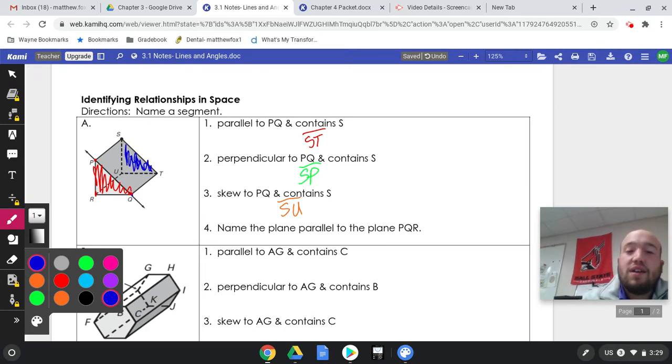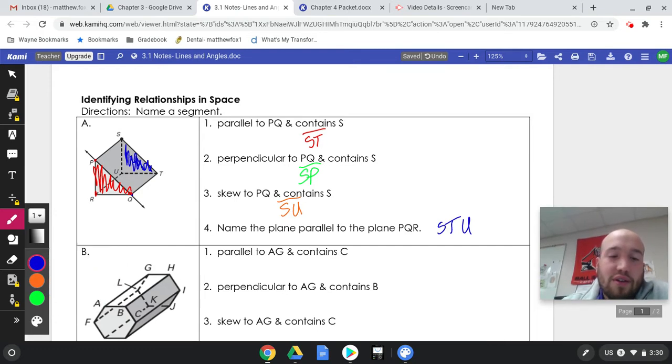We can name this any way. As long as you name 3 points on the plane, it works. So maybe I'll say STU. Maybe you say UTS, SUT. There's lots of ways to name it, okay? And they all would be correct.